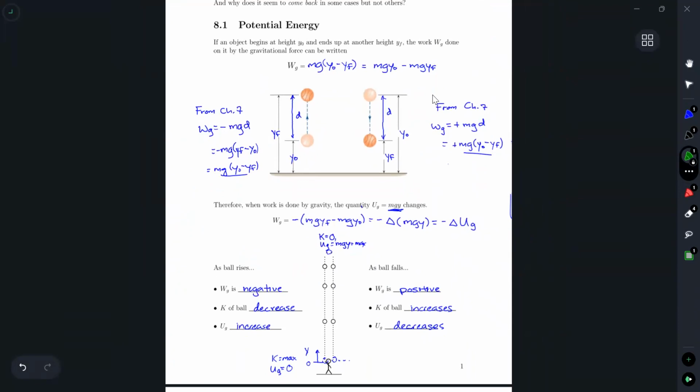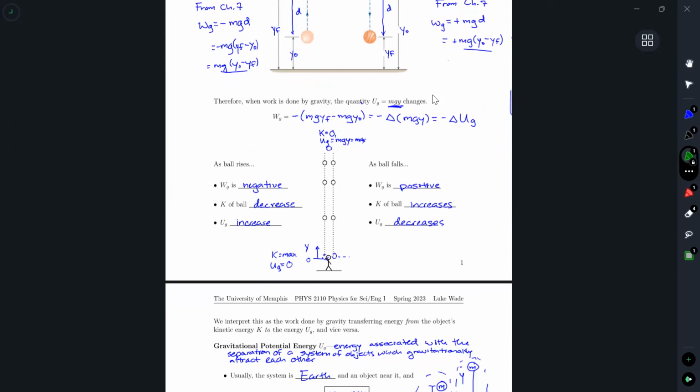Chapter 8, potential energy. So this is, like I said, the actual calculation useful bit. So knowing that it is doing the opposite of whatever the work is. So if the work done is negative, potential energy is increasing. If it's positive, potential energy is decreasing. And that led us to that formula, work equals negative the change in potential energy.